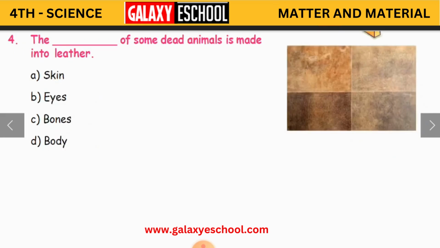Okay, children, clear? Now, the fourth question is, the dash of some dead animals is made into leather. So how is leather made? With what of dead animals? Is it skin, eyes, bones or body? And the answer is the skin. The skin of dead animals. They are going to remove the skin of the dead animals and make it into fine leather, which we use in our daily life, like bags, shoes and all that. Okay.